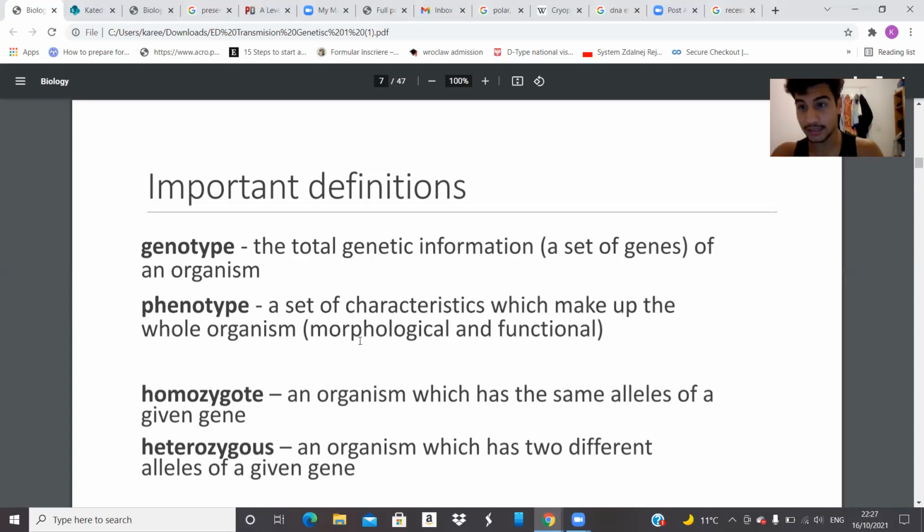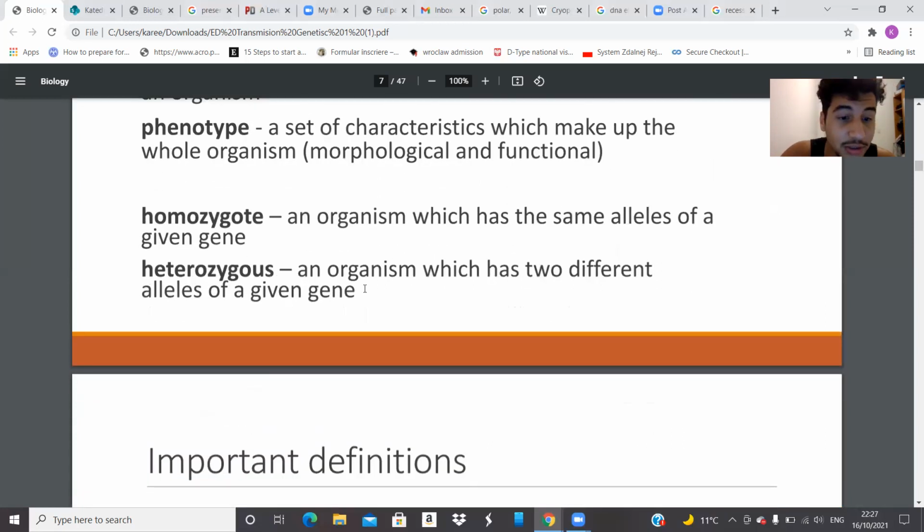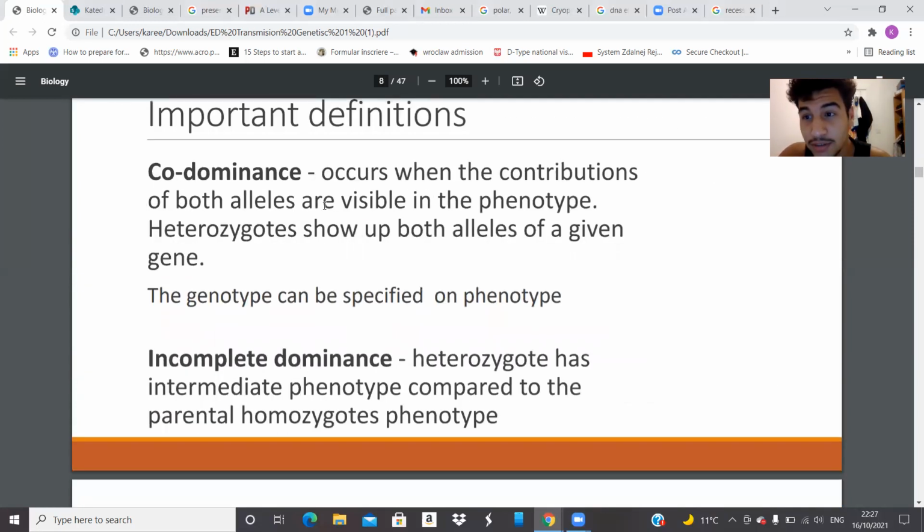Phenotype is your physical characteristic. So this is what you see, okay, whether it's hair color or skin color or eye color or so on. Homozygous and heterozygous, we already mentioned them. Codominance and incomplete dominance, two very important concepts.